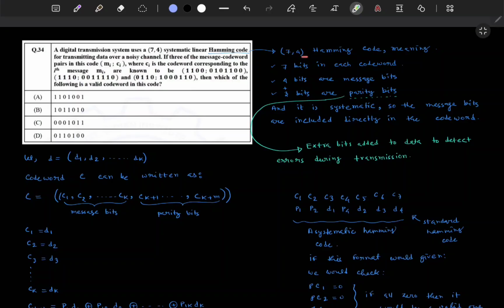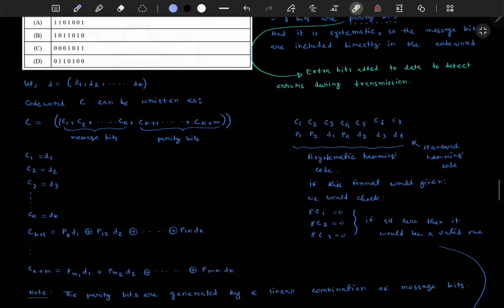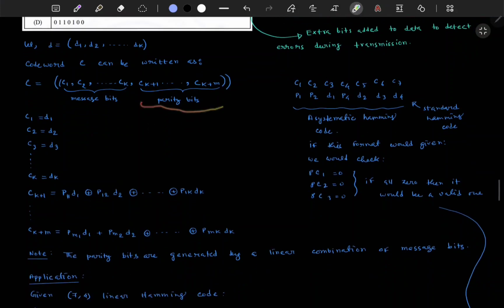So 7,4 Hamming code means 7 bits in each code word. In each code word there will be 7 bits, and out of them 4 bits are message bits and 3 bits are parity bits, and it is systematic. So the message bits are included directly in the code word. Parity bits mean extra bits added to the data to detect errors during transmission. Now we can write the code word like this: first the message bits, then the parity bits.